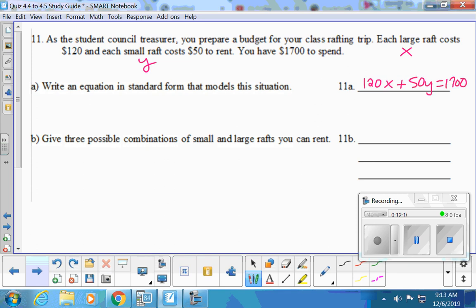Wow. Now this is always the hardest part in these problems, coming up with the combinations of rafts that will equal 1,700 exactly. Let me go grab my calculator.